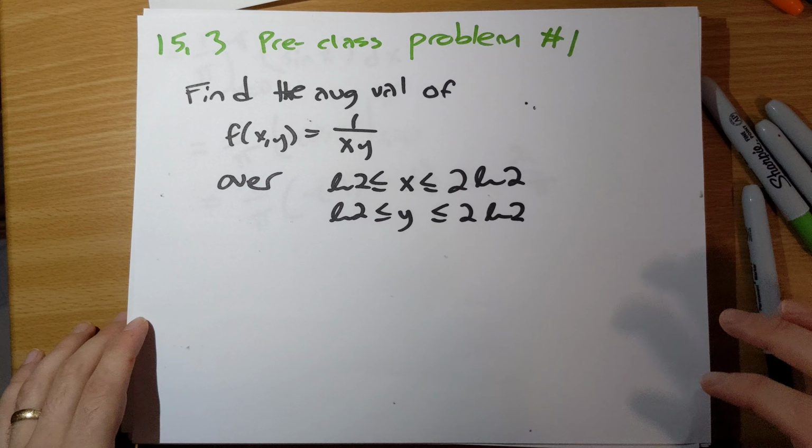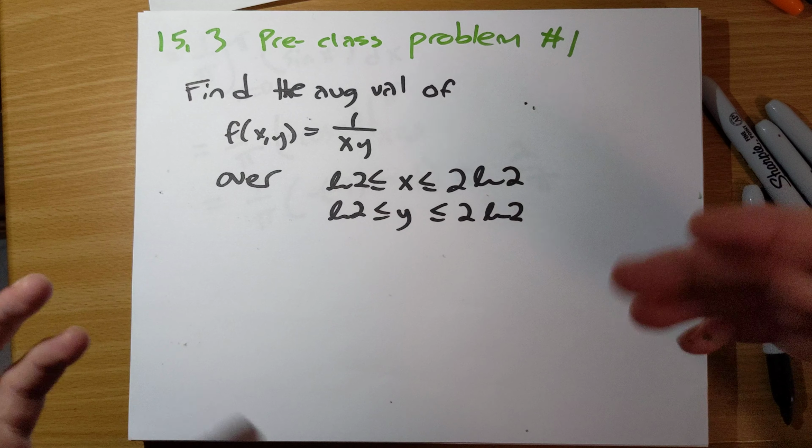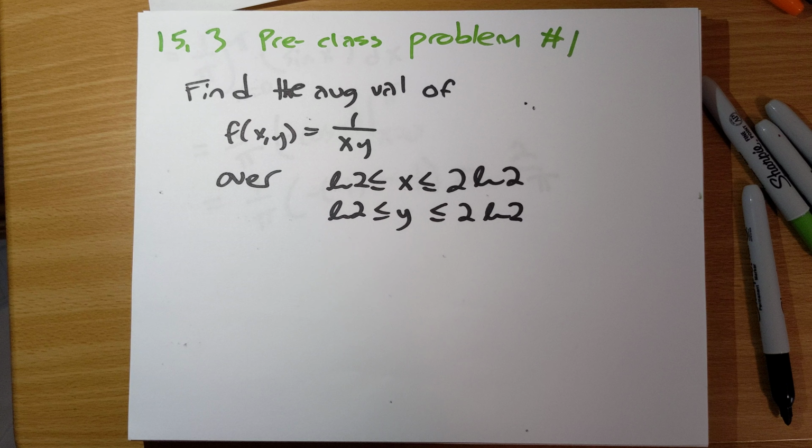Okay, so let's end this with a pre-class problem. Please find the average value of f of xy equals 1 over xy over this region with these bounds. x and y are both between log of 2 and 2 times natural log of 2.